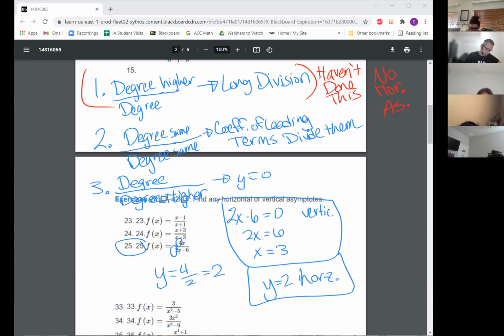Okay. So those are your three possible situations that you could run into. If you run into the first one, we're going to say no horizontal asymptote because that's technically a slant asymptote or an oblique asymptote, which we haven't done. But those are the three things you can see. I wanted to show you all the options, so you're not like, well, what happens if the degree is higher on top? Now you know. So those are all three options.